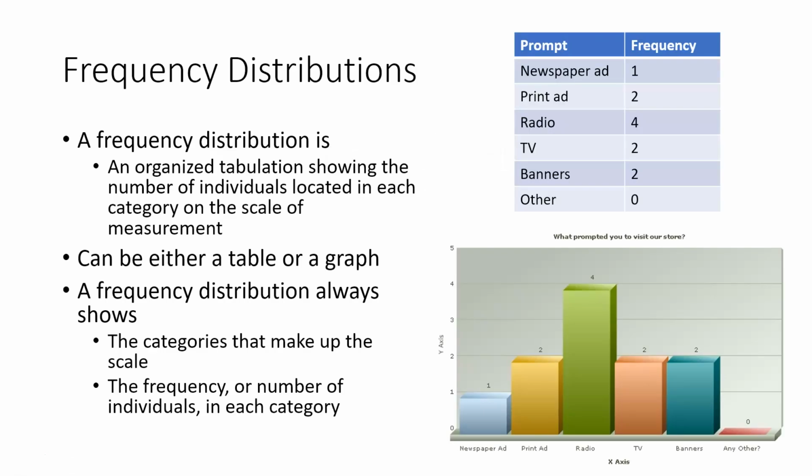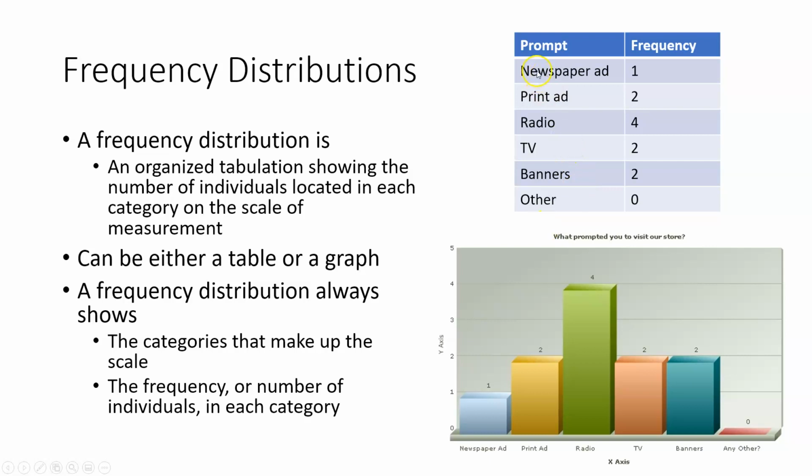The next section of this lecture is on frequency distribution tables. A frequency distribution is an organized tabulation showing the number of individuals located in each category on the scale of measurement. This can be either in a table or a graph form, but a frequency distribution always shows the categories that make up the scale and the frequency or number of individuals in each category.